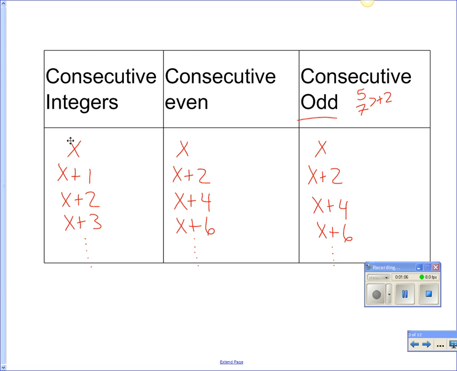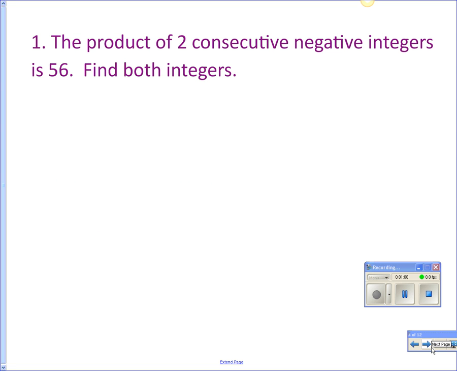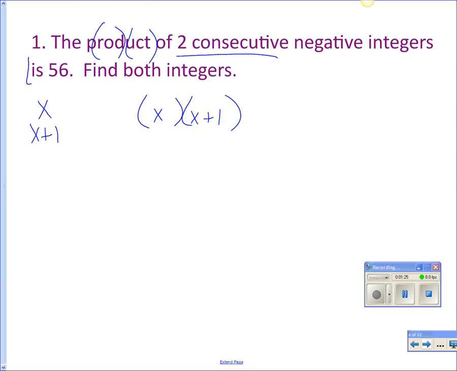All right, let's start with some problems. Number 1, the product of two consecutive negative integers is 56. Find both the integers. So 2 consecutive is going to be x and x plus 1. Product means we're multiplying, so we're going to do 2 sets of parentheses, and we're putting in x and x plus 1, and we know that is 56. Is means equals. Next thing we're going to do is lobster claw. It's going to be x squared plus 1x equals 56.